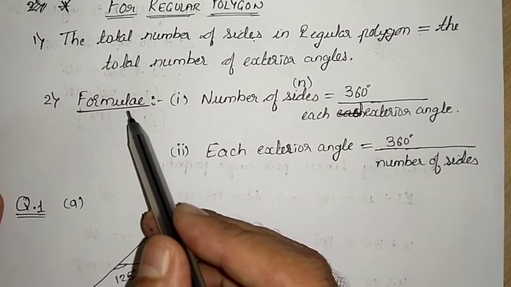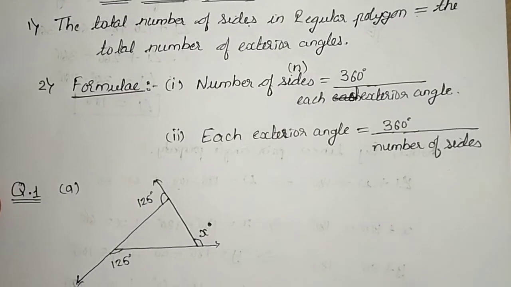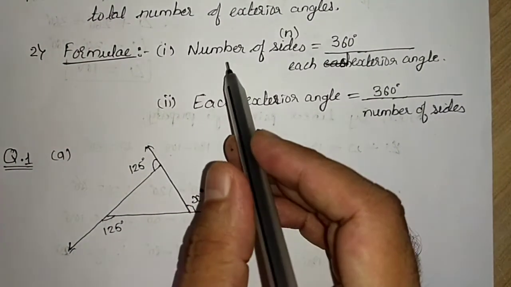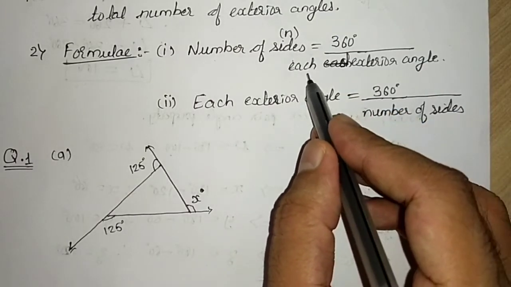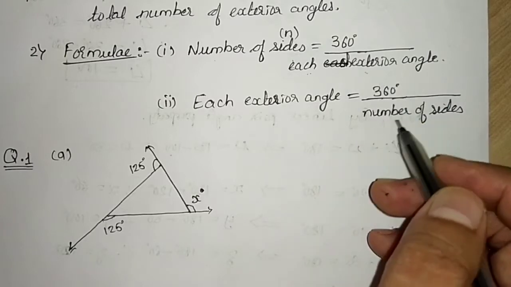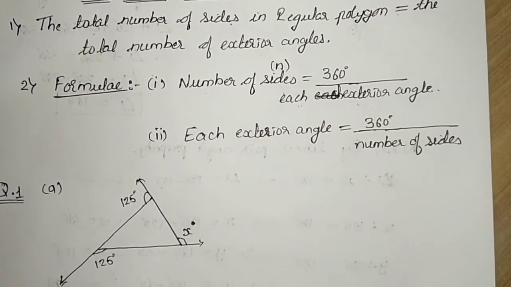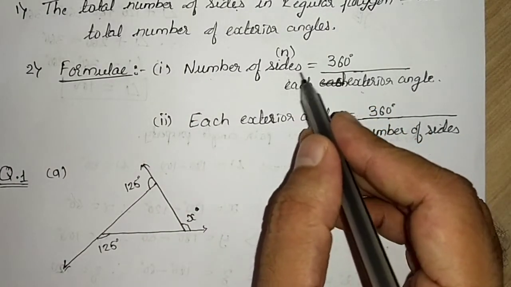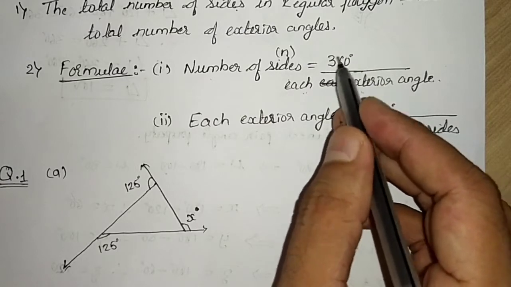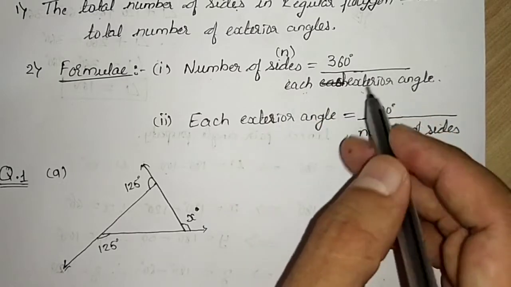And in the second point we have two formulas which will be useful for solving exercise 3.2. One is, if the question is to find the number of sides and they have given you one of the exterior angles, but let me clear you, it must be of a regular polygon only. Then the formula is 360 degree, the total sum of the exterior angles, divided by each exterior angle, the one they have given you, that you have to put.